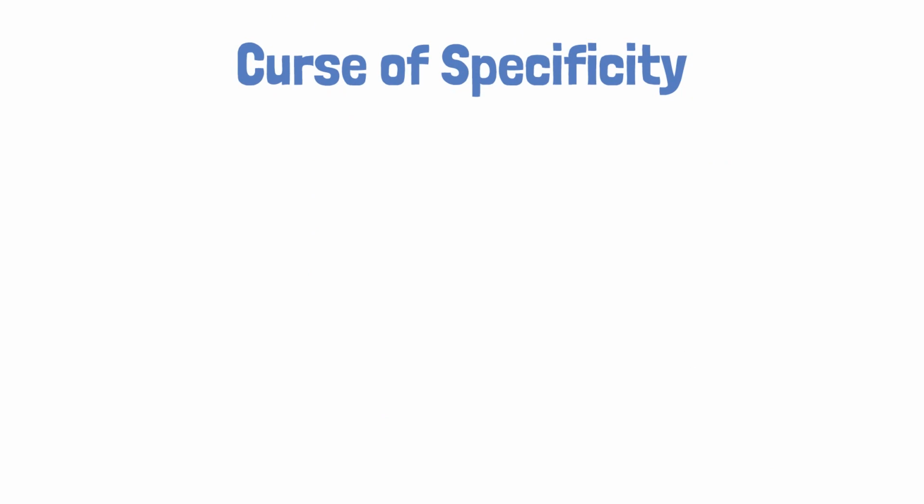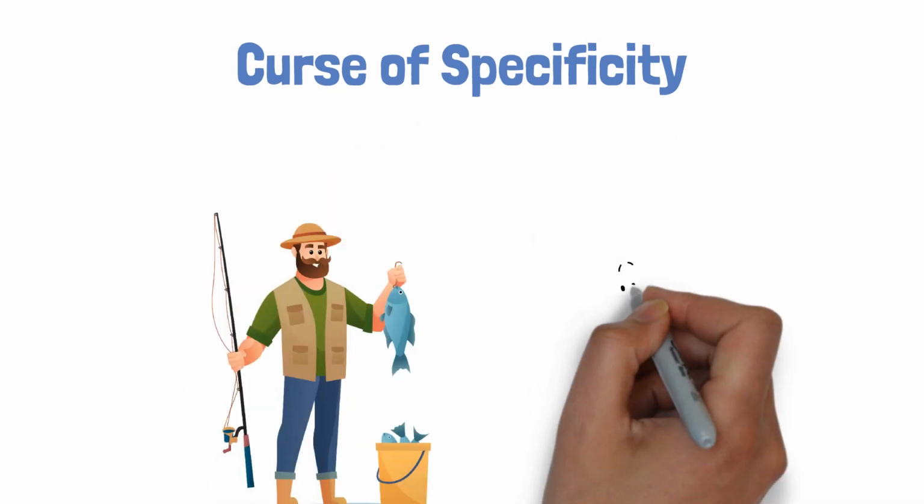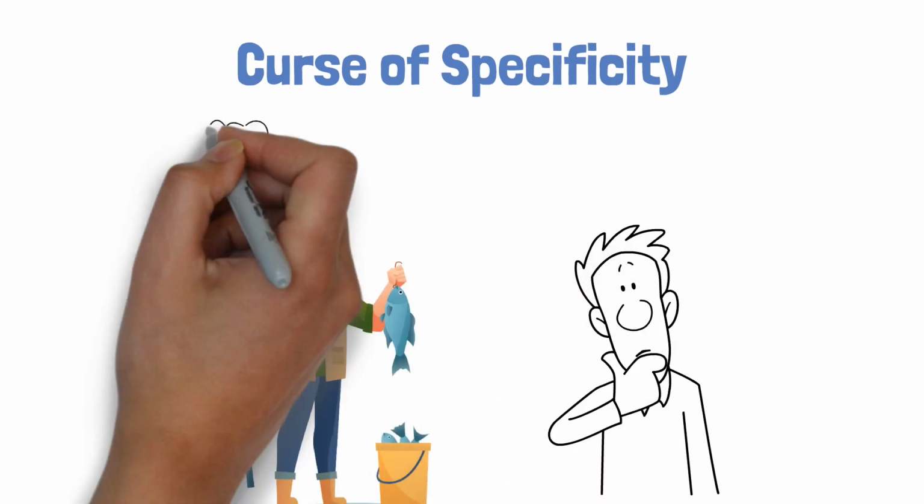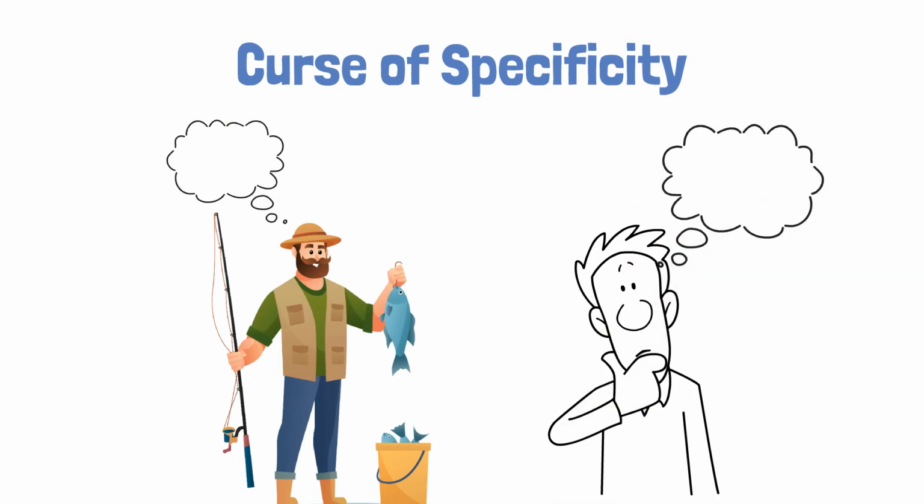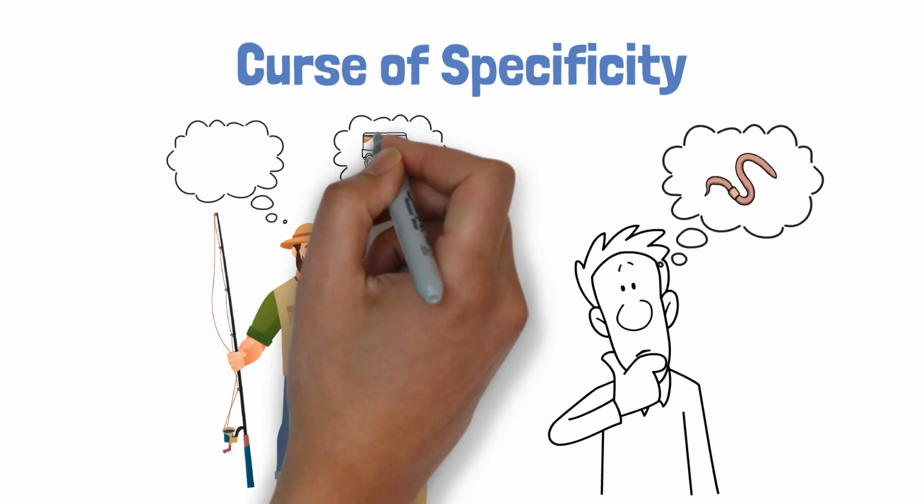The curse of specificity. The curse of specificity is when detailed information seems more persuasive, even if it's not relevant. For example, giving unnecessary details to make a story more believable. It's important to focus on relevant information to avoid this.